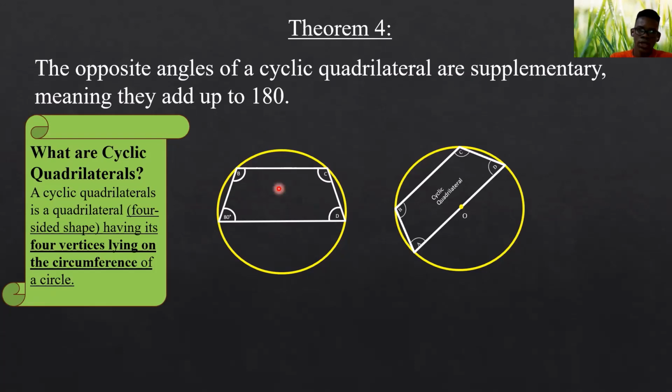So say for instance A was 80 degrees. I replace 80 degrees over here. Right away, you should be able to tell me what C is. What would C be?